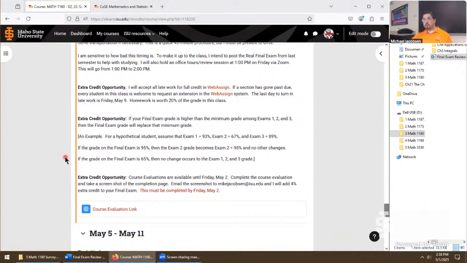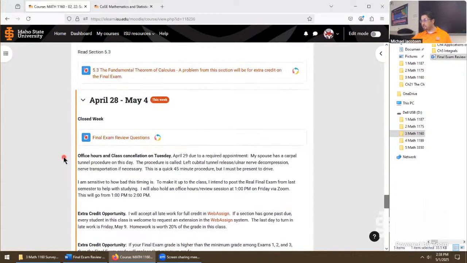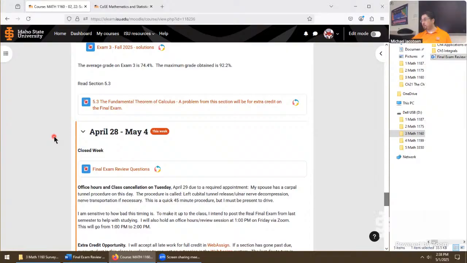Okay. Another extra credit opportunity that we hinted at is up here in section 5.3. I'm going to ask a problem from this section where we didn't have a lot of time to do a lot of good work on this. But if you study this section, I'm going to ask one problem from it, and it'll be kind of like a problem swap on the real final exam.